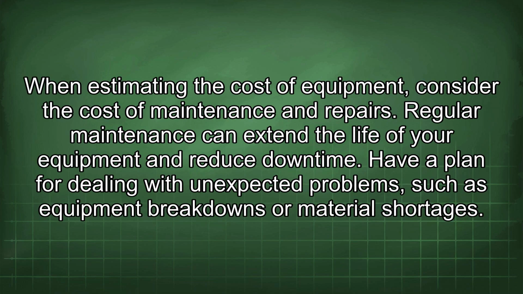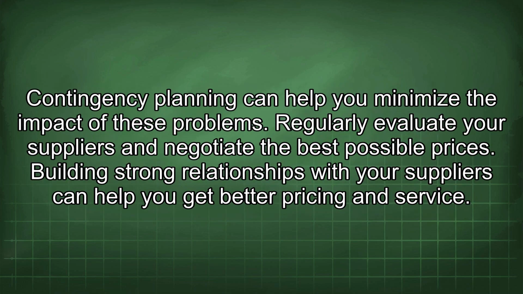When estimating the cost of equipment, consider the cost of maintenance and repairs. Regular maintenance can extend the life of your equipment or reduce downtime. Have a plan for dealing with unexpected problems, such as equipment breakdowns or material shortages. Contingency planning can help you minimize the impact of these problems. Regularly evaluate your suppliers and negotiate the best possible prices. Building strong relationships with your suppliers can help you get better pricing and service.